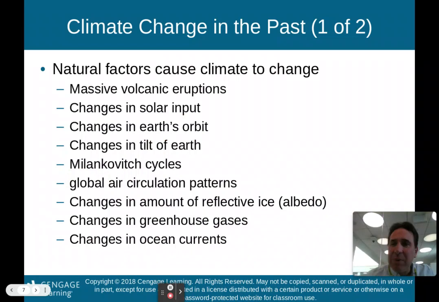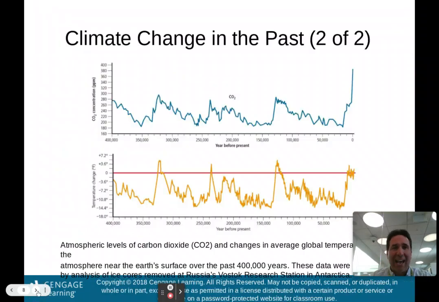All right, so there has been climate change in the past. We have talked about that. I mentioned we've gone through ice ages, we've gone through warmer periods. So there are natural factors that can cause climate change, like massive volcanic eruptions, changes in solar input or the amount of energy we get from the sun, changes in Earth's orbit, changes in the tilt of Earth, something called the Milankovitch cycles, global air circulation patterns, changes in the amount of ice, the albedo, changes in the greenhouse gases, and changes in ocean currents. These are all climate changes that have happened with natural factors, okay?